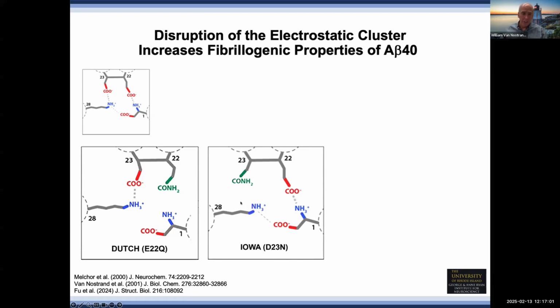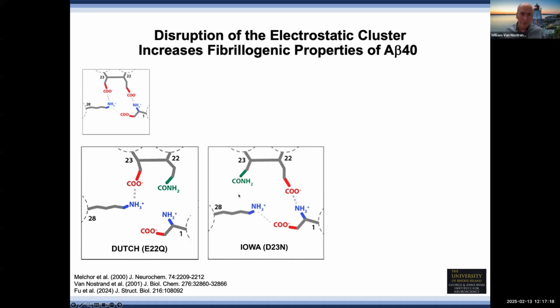When you look at the Iowa mutation, a similar thing happens. Again, normally there's an aspartic acid residue with a carboxyl side chain. That's now replaced with a neutral amine. That disrupts this interaction with this epsilon amino group here at lysine 28.